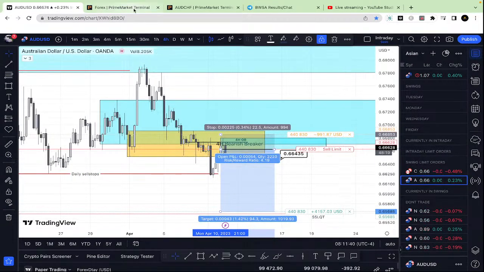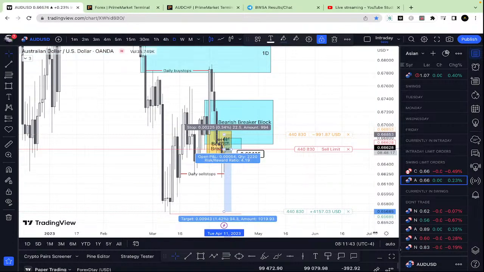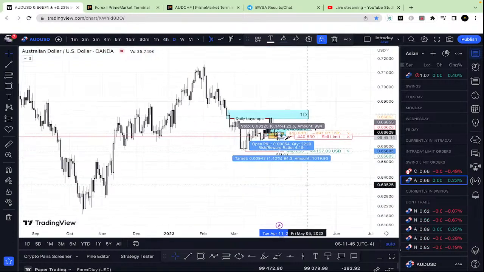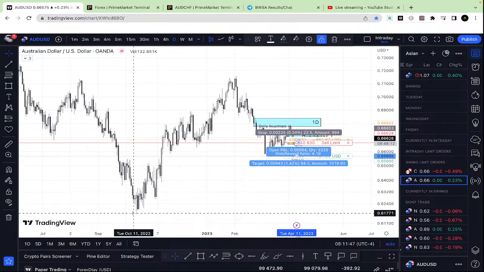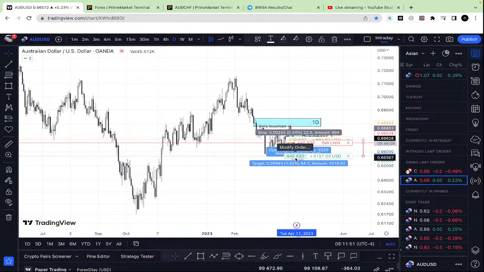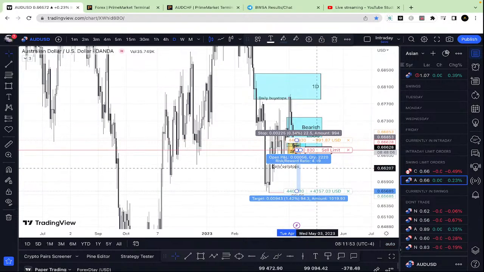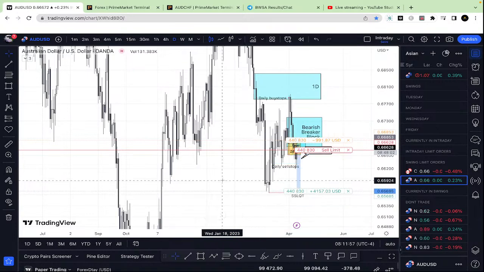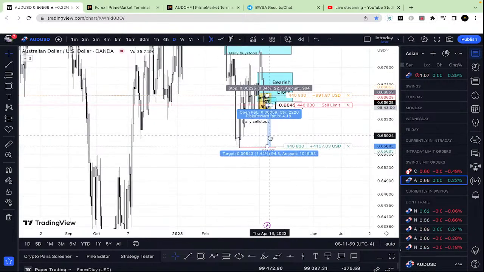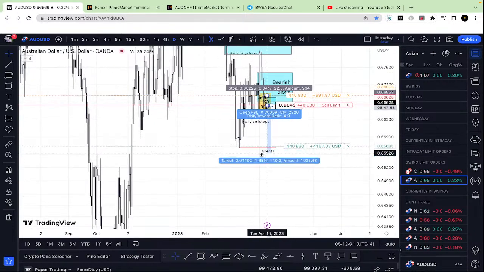I don't mind going for 4%, targeting that low. I also don't mind going for a longer RR if I wanted to, targeting this low here. I'm trying to only move this.